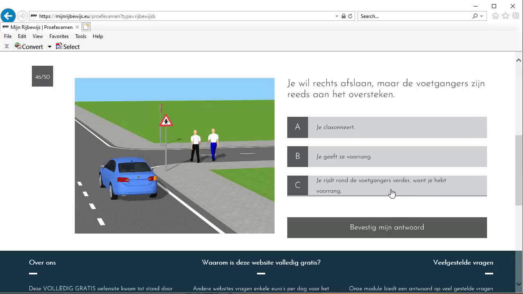The right answer is you should give priority. You don't have to horn. And then you should not put the pedestrians in danger by riding in front of them. Okay.